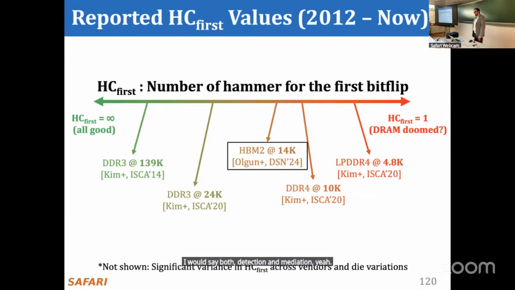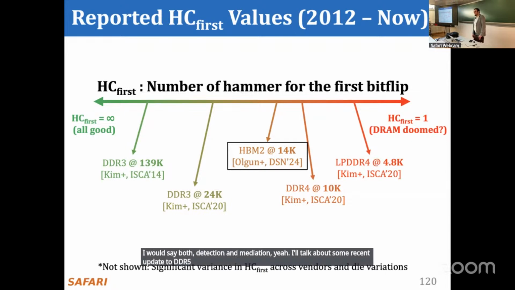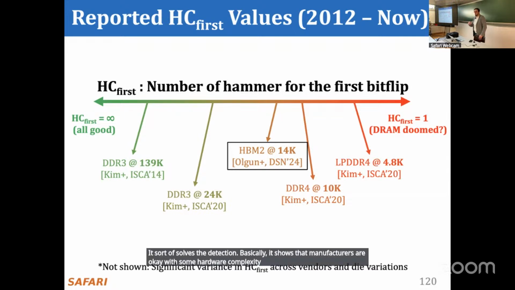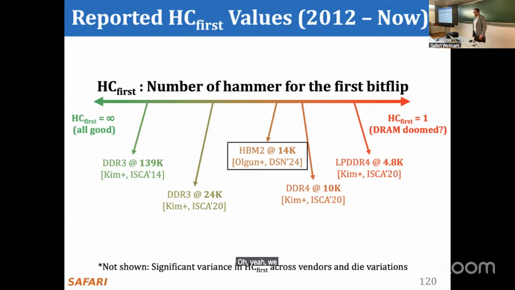I'll talk about some recent updates to the DDR5 standards that came last year in April. It sort of solves the detection. Basically, it shows that manufacturers are okay with some hardware complexity, but mitigation becomes a problem over there as well. Well, detection is also a problem. Well, we will talk about all this. Okay, let's continue at 5:15 then.